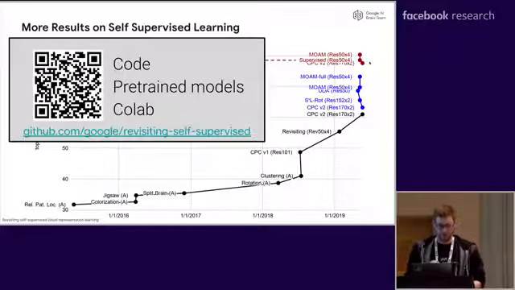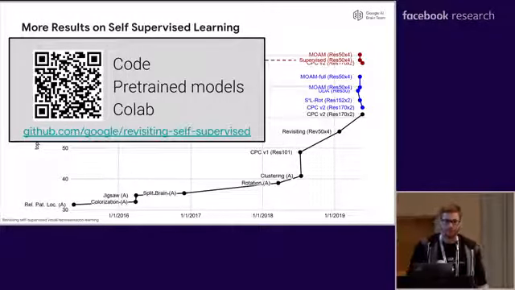Yeah, so that's it. We provide code at this GitHub URL for all the experiments. You can download pre-trained models if you want to just look at the representations without training them, and we have a Colab that lets you play with it. Thank you.